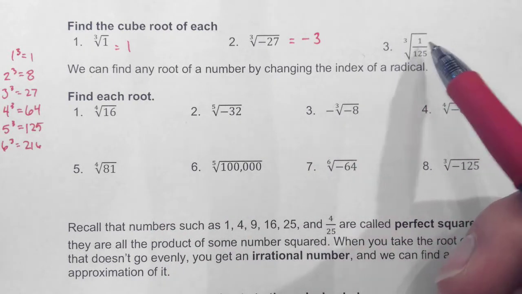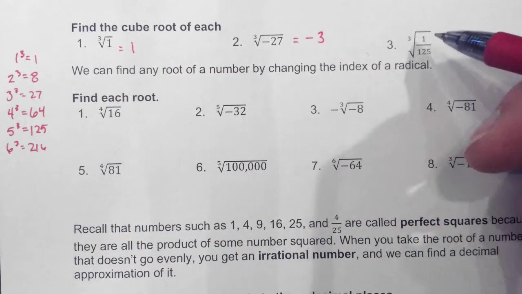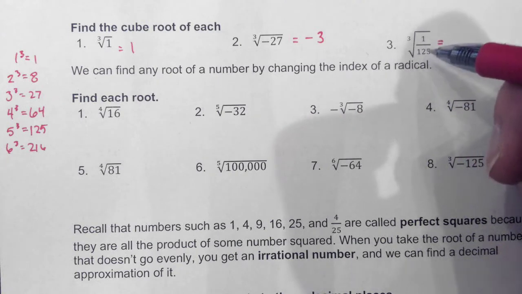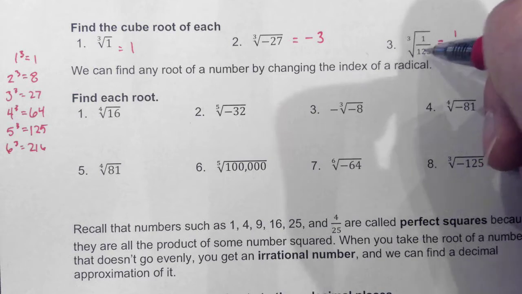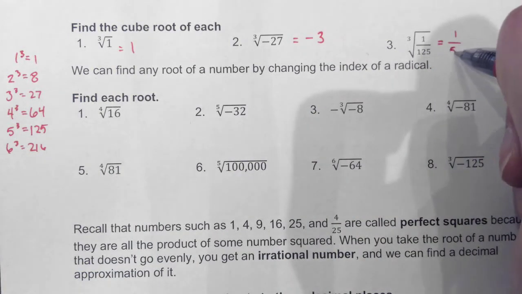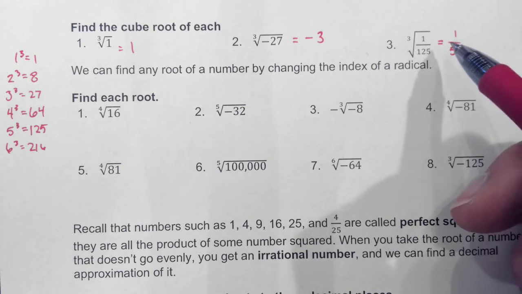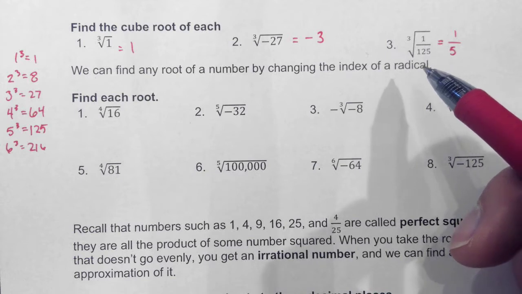So we look at number 3. Knowing these cubes is going to help you. What's the cube root of 1 over 125? Remember, fractions don't make it any harder. You just have 2 separate parts. What's the cube root of 1? 1. What's the cube root of 125? It's 5. We checked it out over there. 5 times 5 is 25, times 5 is 125. So the cube root of 1/125 is 1/5. If you took 1/5 and multiplied it by itself, 1/5 times 1/5 times 1/5, you would get 1 over 125.